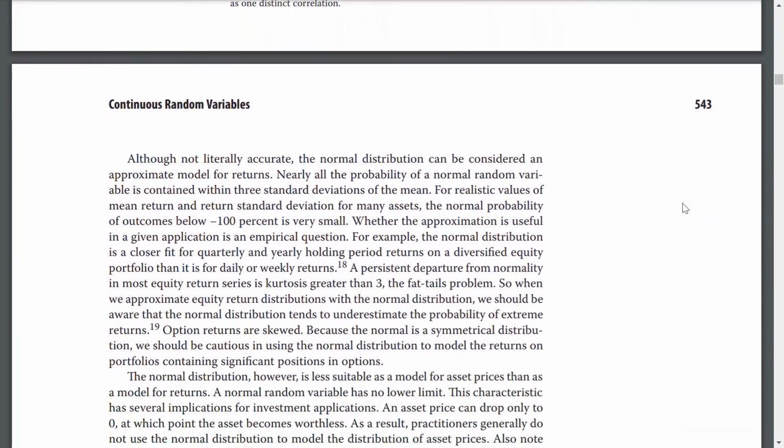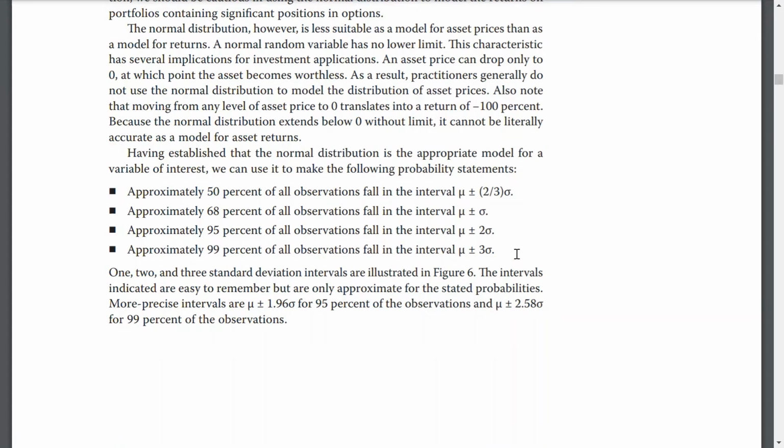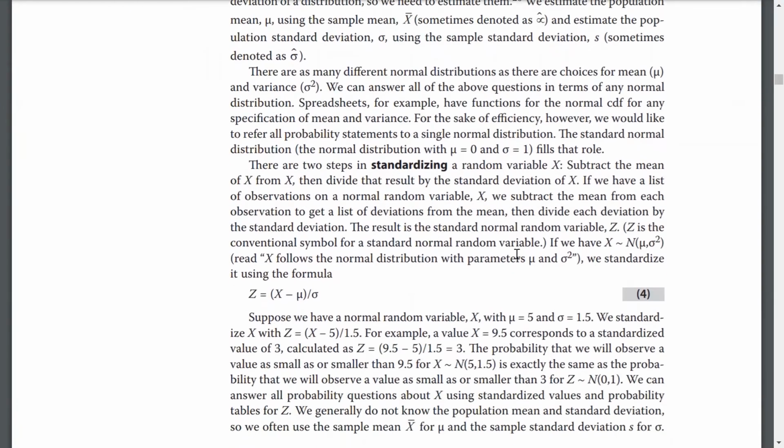Although not literally accurate, the normal distribution can be considered an approximate model for returns. Nearly all the probability of a normal random variable is constrained within 3 standard deviations of the mean for realistic values of mean return. Whether the approximation is useful is a closer fit for quarterly or yearly returns. So here is the normal distribution percentage breakdown for each segment. Approximately 50% of all observations fall within 2/3 of a standard deviation, 68% within 1 standard deviation, 95% within 2 standard deviations, and 99% of all observed data within 3 standard deviations. That's it to know right here.